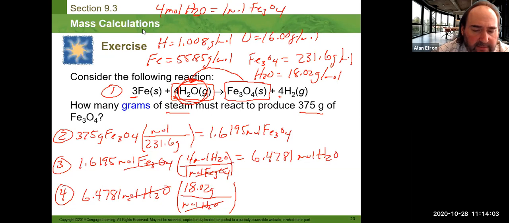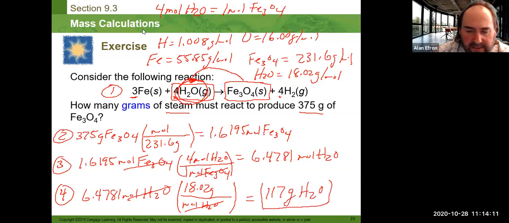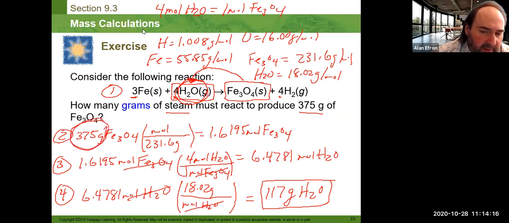Moles are going to cancel. And we will end up with about 117 grams of water in this case. Again, 3 sig figs off of our 3 sig figs from our original number here. Everything else is pretty much a conversion factor. You don't have to worry about it.